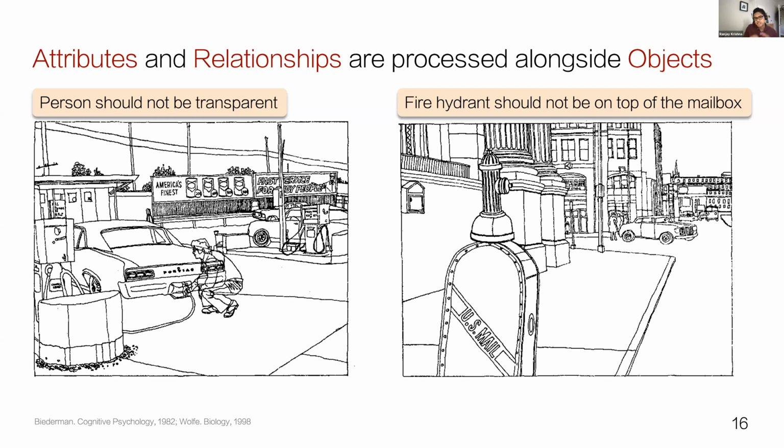Biederman concluded from his experiments that aside from categorizing objects in scenes, people were simultaneously processing attributes, which are properties of objects, as well as simultaneously processing relationships between those objects. And these relationships are like the interactions that people have with objects around them. Now, attribute violations like the person in the first image being transparent, or relationship violations like the fire hydrant on top of the mailbox, slowed down his test subjects' ability to categorize the objects. And he concluded that this slowdown in object processing probably implies that we're processing attributes and relationships in parallel to objects, thereby interfering with our ability to understand which objects are present in the image.